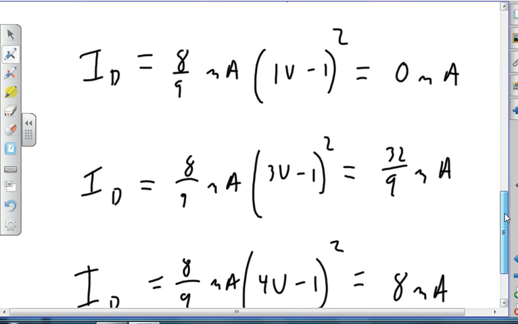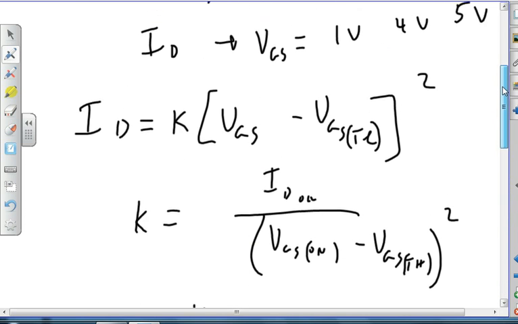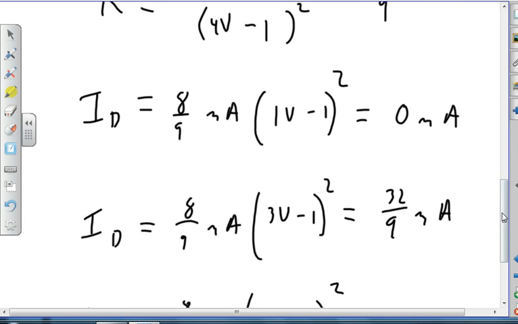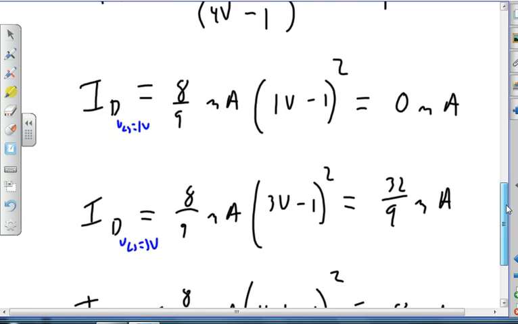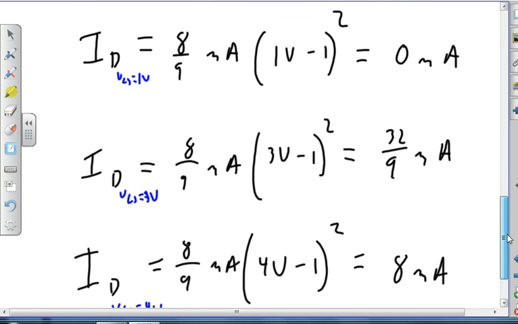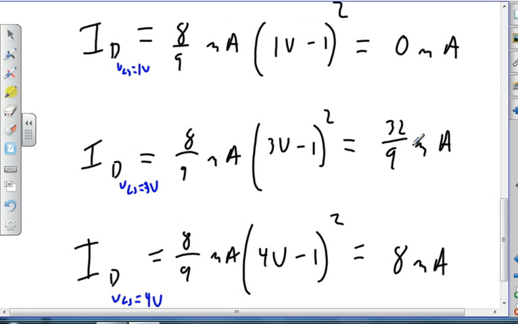Okay, now we're going to move back just a little bit. Okay, so this is VGS is 1 volt, VGS is 3 volts, VGS is 4 volts. Okay, good enough? Do you want me to change the 32/9 to something? Oh, it's fine the way it is?